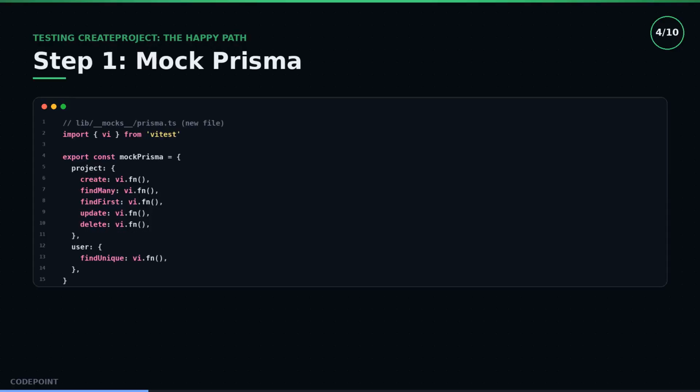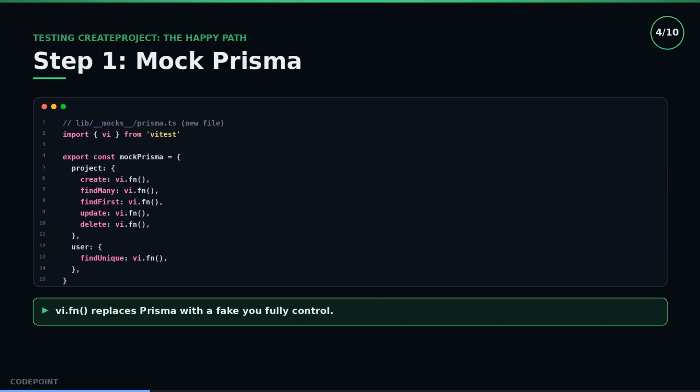Step 1, mock Prisma. lib/mock/prisma.ts, new file. Import vi from Vitest. Export const mockPrisma. project: create vi.fn, findMany vi.fn, findFirst vi.fn, update vi.fn, delete vi.fn. user: findUnique vi.fn. Each creates a fake function. You control what it returns. When you call mockPrisma.project.create, you can make it return success, an error, or nothing at all.